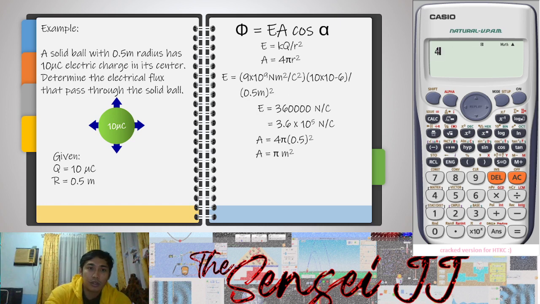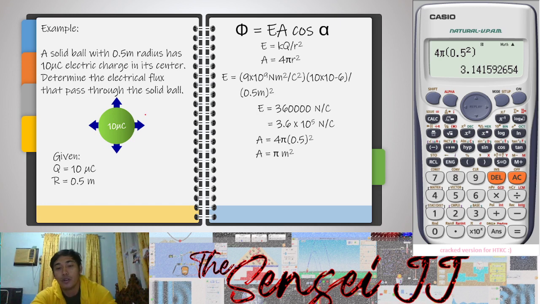Okay, so let's try to multiply this one. 4 pi times 0.5 squared. The answer is pi. So we have here our value of area of 3.14, or 3.1416. That is the value of our pi, and we all know that. So we have here our area of 3.14 square meter.